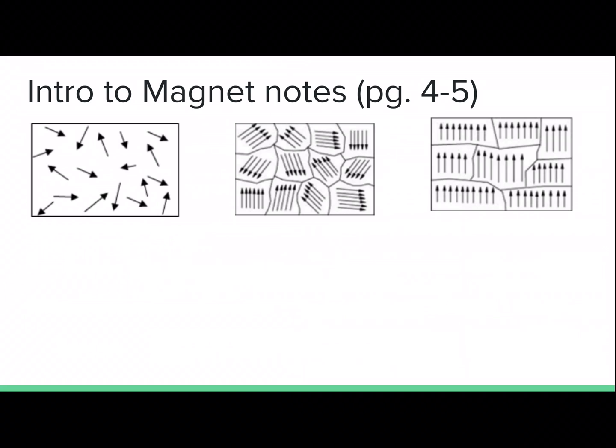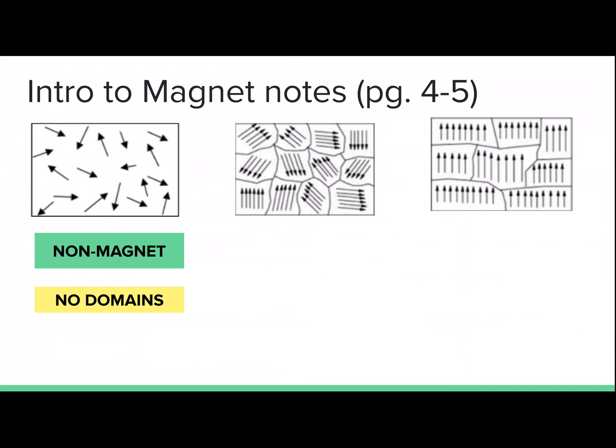So these are how we represent these different kinds of materials. The arrows represent those electron spins, and then these sectionings represent the domains. So this first example is a non-magnet because it does not have any domains, and this can never be magnetized. So it's not going to attract to a magnet or repel from a magnet.